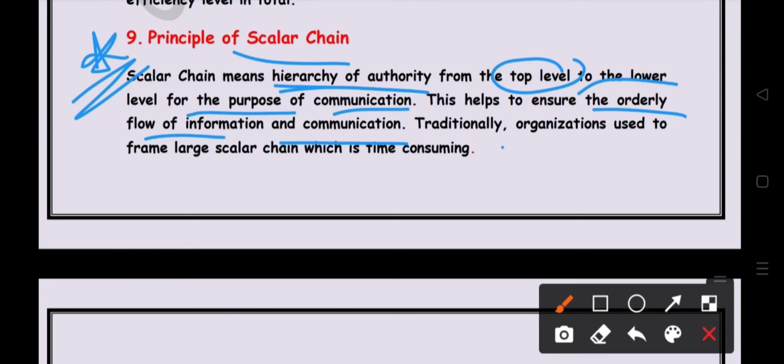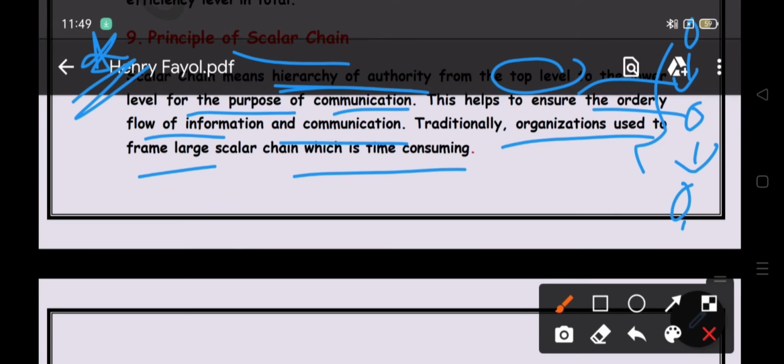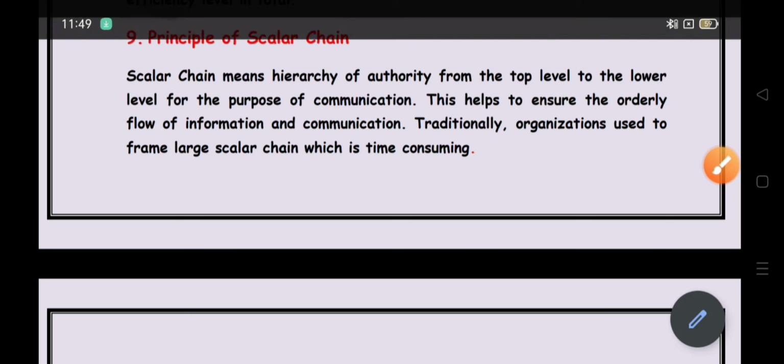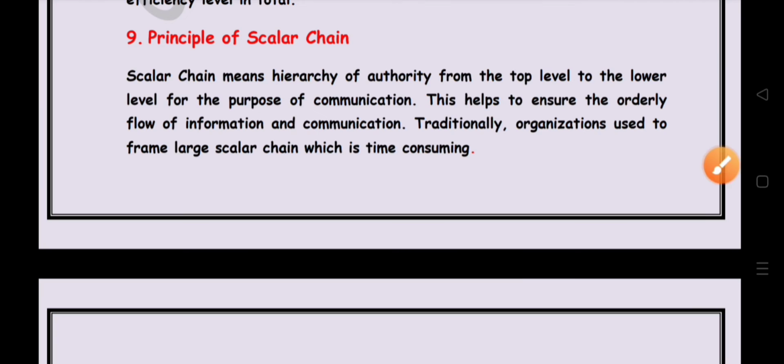Traditionally, organizations used to frame a large scalar chain, which was time consuming. If there was any higher authority, he would send the information to some middle level authorities, then they would send the information to the lower authority. So in this case, time got wasted in sharing the message. That approach was followed in the traditional days.